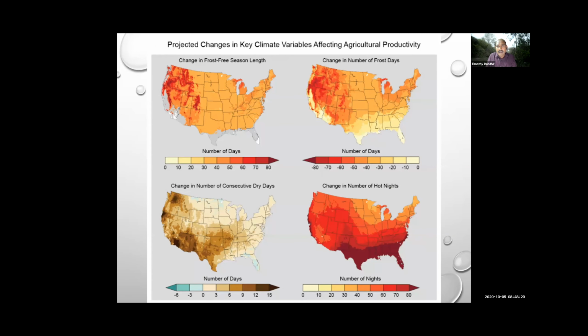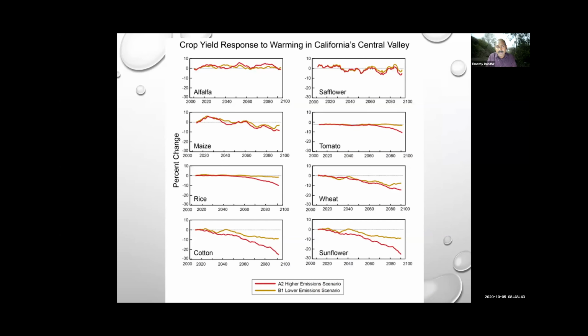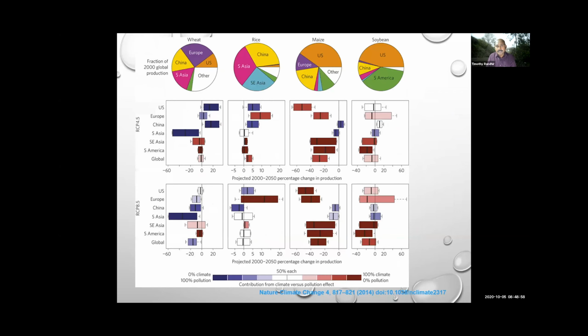Again, these are other implications related to agricultural productivity: change in frost-free seasons, number of hot nights, consecutive dry days. All these have big impacts on yield systems. Again, this is in California Central Valley, which is a big producer of a lot of commodities. Again, we are seeing a huge change in the impact on the crop yields.